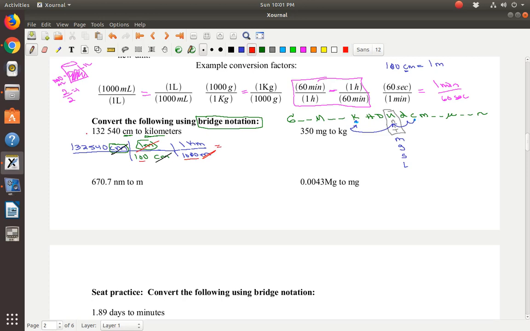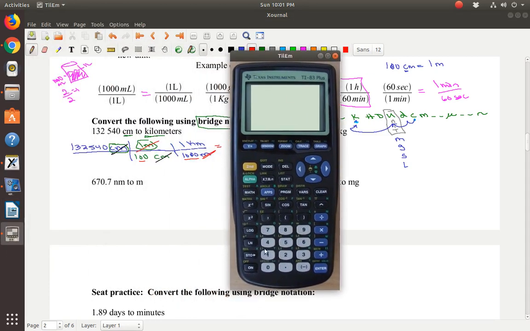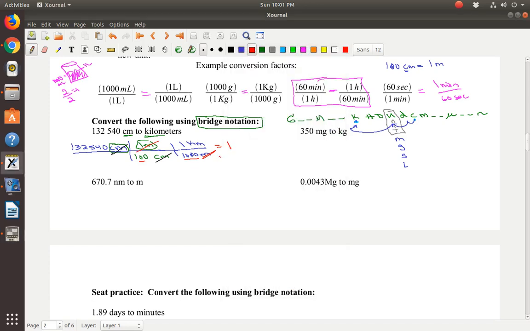So now what I'm going to do is go ahead and put all this in my calculator. Pull up my calculator for you. Move it over. And let's do this work. Okay, we have 132,540. And now, with bridge notation, if it has this line, it's on the bottom of the line, you're going to divide by that number. So divided by 100. All right, that gets me to this spot. Now the next spot, we have this line again, so we divide one more time. Divide by 1,000, enter, there's my answer, 1.3254.